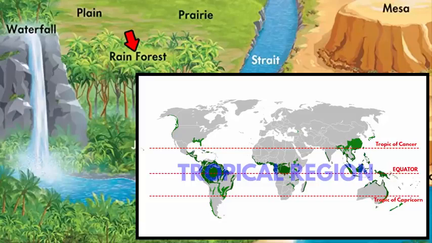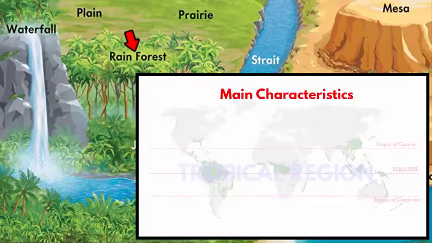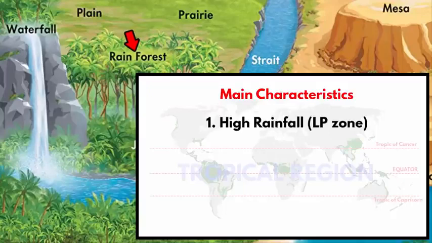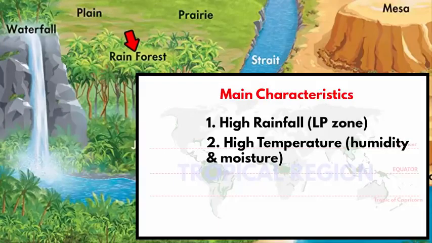And we also know the tropical region receives a very high amount of annual rainfall. This is how the name rainforest came into existence. If you look at the main characteristics of a tropical rainforest, the first one is, these regions receive very high annual rainfall because the equatorial region is a low pressure zone and the average temperature is very high, which is ideal for rainfall.